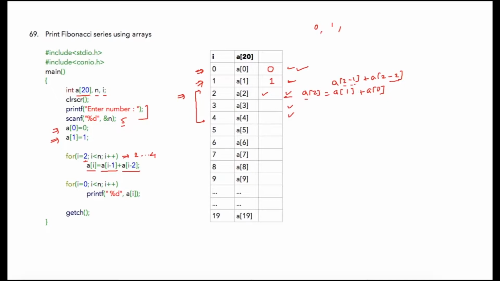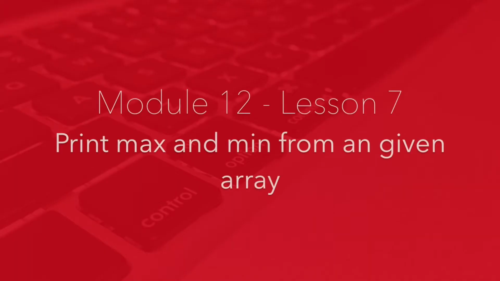So here 0 plus 1 will be 1. In the second iteration, 1 plus 1 will be 2. In the final iteration, 2 plus 1 will be 3. After that, this for loop will be completed. Then we are simply printing values from 0 to 4, printing a of I. So a of I, with the for loop going from 0 to 4, is this part. It will simply print all these array elements, which now contain the Fibonacci series that we have calculated in this for loop.